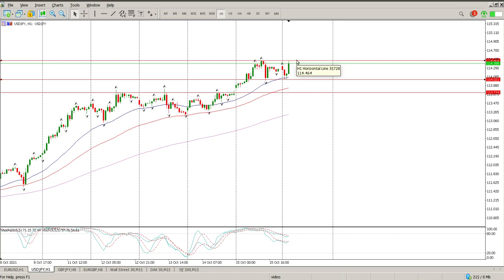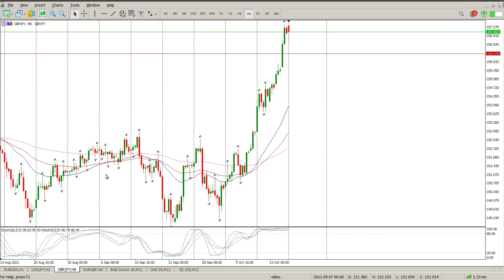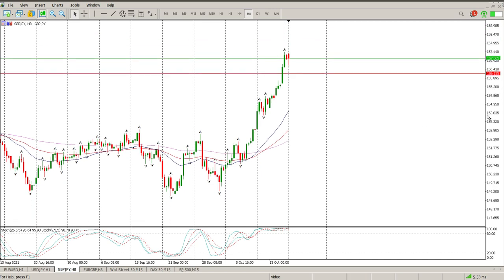Alternatively, we need to wait for a break of 114.464. Break and retest, and then that will give you the opportunity to be long with a stop below the range. So we're either looking for the range break to the upside, or a pullback onto structure for the opportunity to buy into this. Trend is up, we should only be looking for longs. British pound Japanese yen, another one where the trend is very strong to the upside.